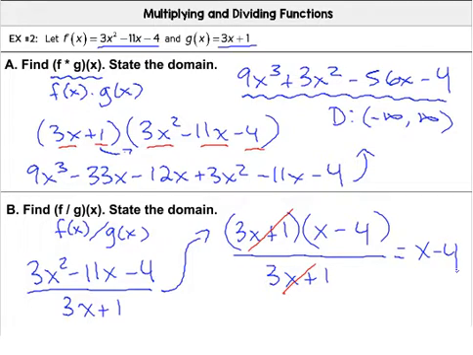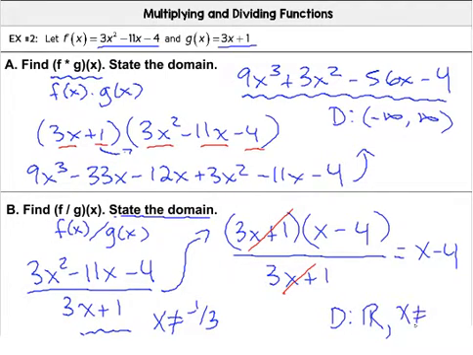Now, when we think about the domain here, there are some restrictions to this. When we look back at the original expression, our denominator was 3x plus 1. We have a restriction here that x cannot be negative 1/3, or else the denominator will be 0. So for my domain here, I could say the domain is all real numbers, except that x cannot equal negative 1/3.